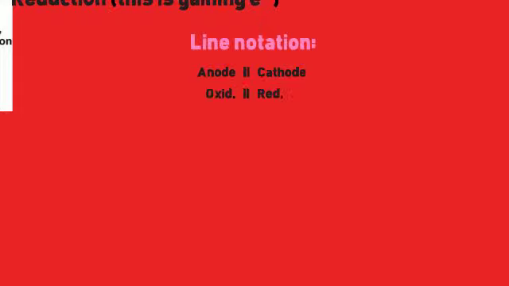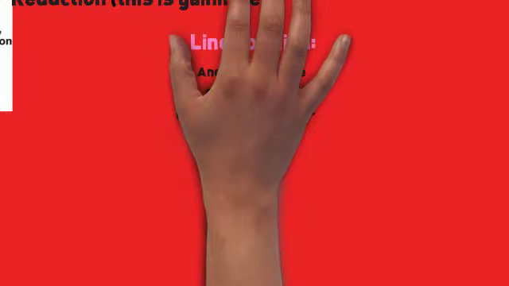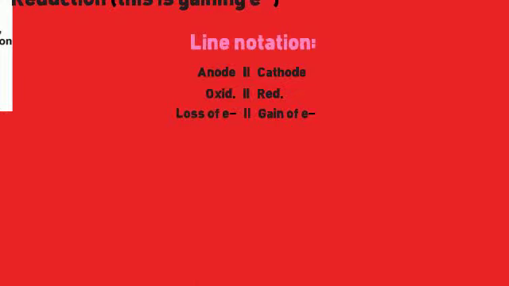Works exactly the same. Sometimes we use something called line notation in a book, and this basically puts everything happening at the anode on one side and everything happening at the cathode on the other, with a double line between them. Remember, oxidation on one side, reduction on the other side. Oxidation is loss of electrons. Reduction is gain of electrons.